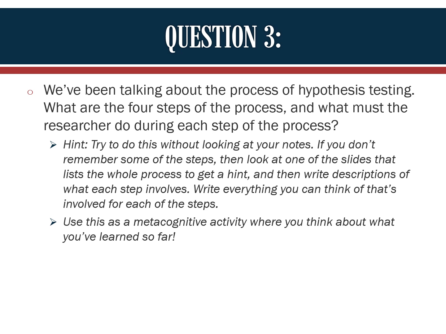All right, and then question number 3, kind of broader, big picture question here. We've been talking about the process of hypothesis testing. What are the 4 steps of the process, broadly speaking, and what must the researcher do during each step of the process? Now, a hint for this question in particular is to try to do this without looking at your notes. If you don't remember some of the steps, then you can take a look at one of the slides that lists the whole process, right? We have those at the beginning and the end of these slides here. And then write the descriptions of what each step involves, right? Everything you can think of that's involved for each of the steps. You can use this as a really good metacognitive activity where you think about what you've learned so far. So think about what the process of hypothesis testing is, what's happening in each of the steps. Use this as a tool to reflect on what you've learned.